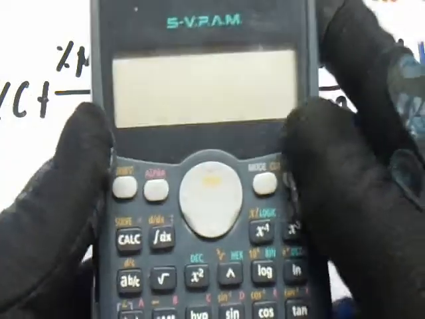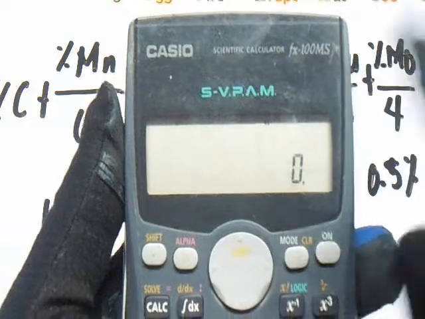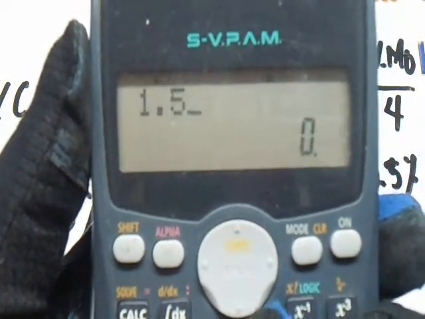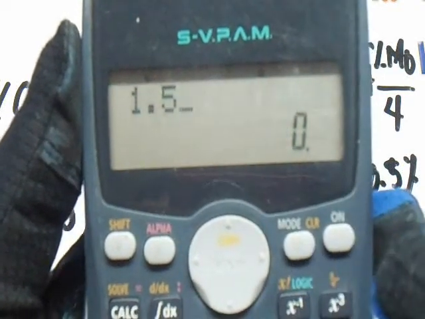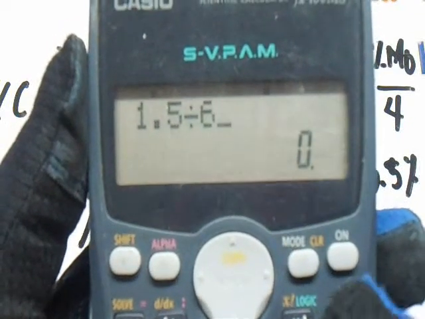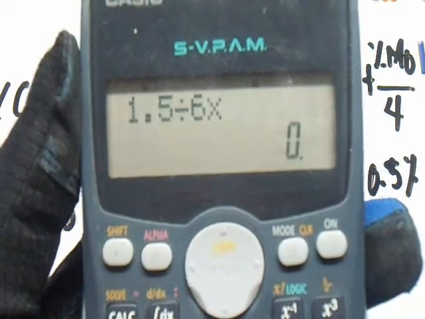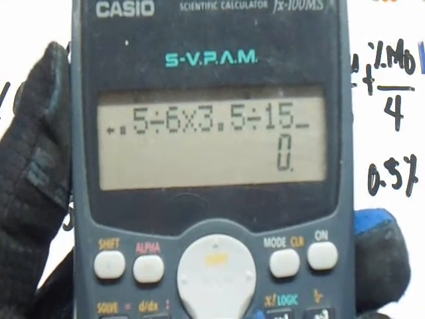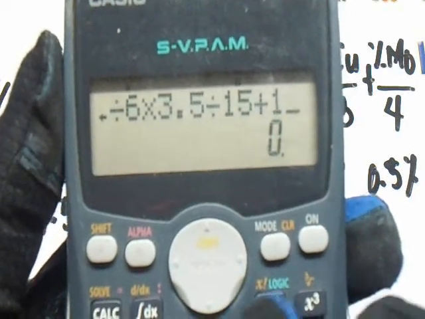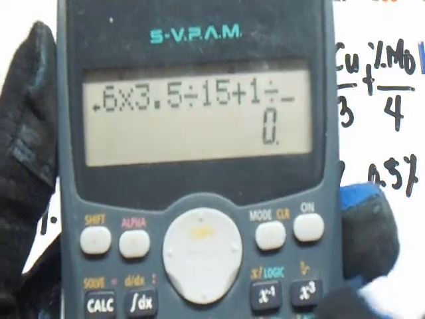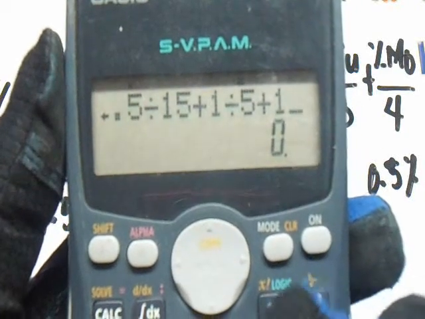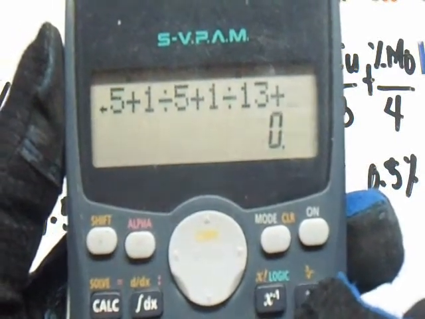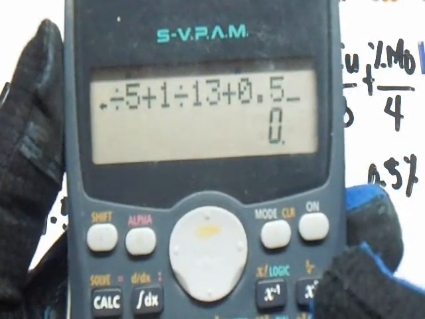Okay, so let's compute this one. 1.5% of manganese divided by 6, plus 3.5 of nickel percent divided by 15, plus 1% of chromium divided by 5, plus 1% of copper divided by 13, plus 0.5% of molybdenum divided by 4.